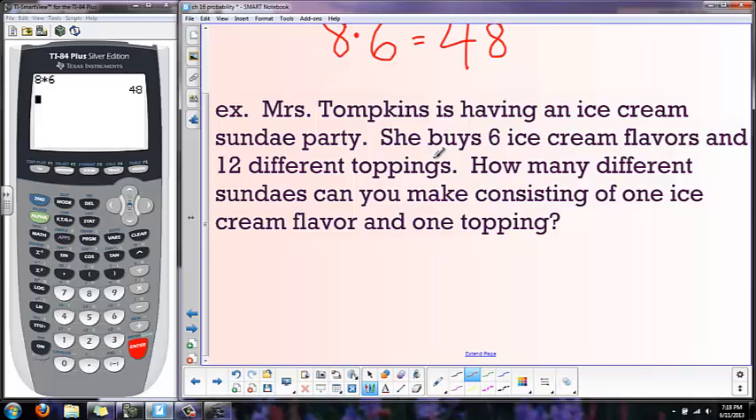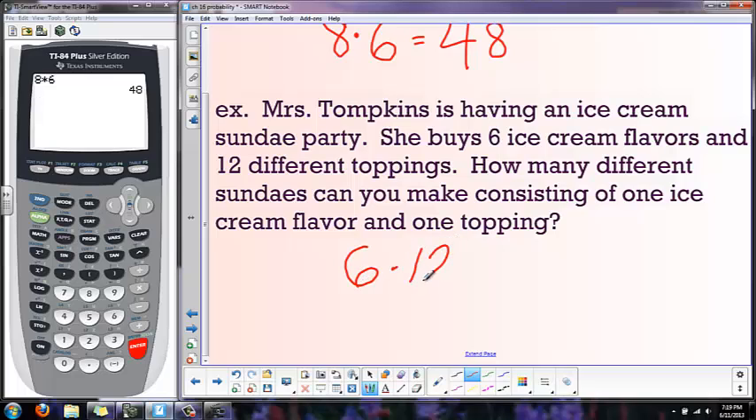Alright, second example. Mrs. Tompkins is having an ice cream sundae party. She buys 6 ice cream flavors and 12 different toppings. How many different sundaes can you make consisting of 1 ice cream flavor and 1 topping? Okay, so we have 1 ice cream flavor first, so we have 6 total options that we can make there. And then you have 12 different toppings.